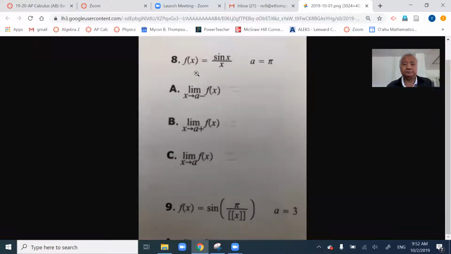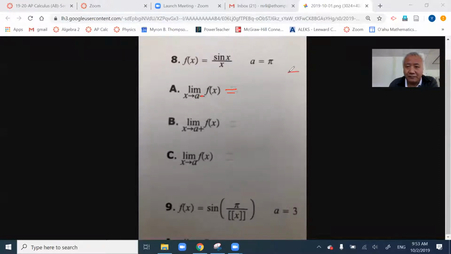Okay, number 8. The function f(x) equals sin x over x, right? And then they ask you to find the limit as x approaches a from, this negative sign here means what? From the left side, okay?